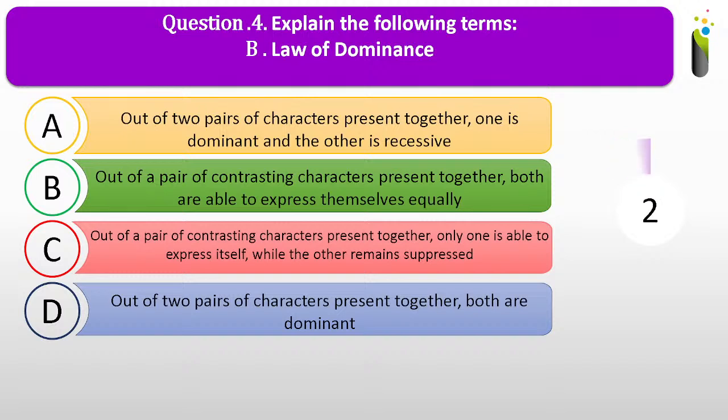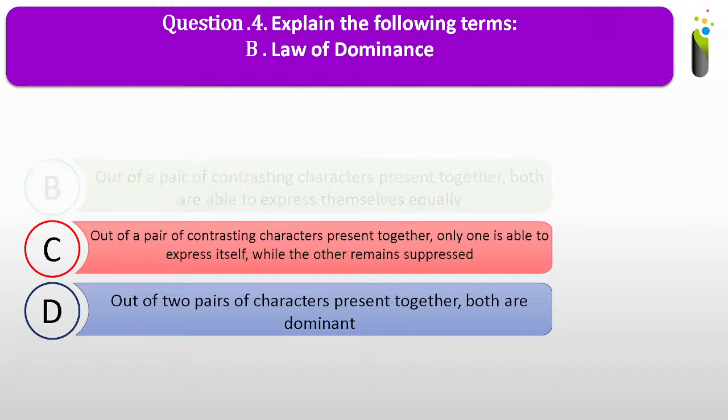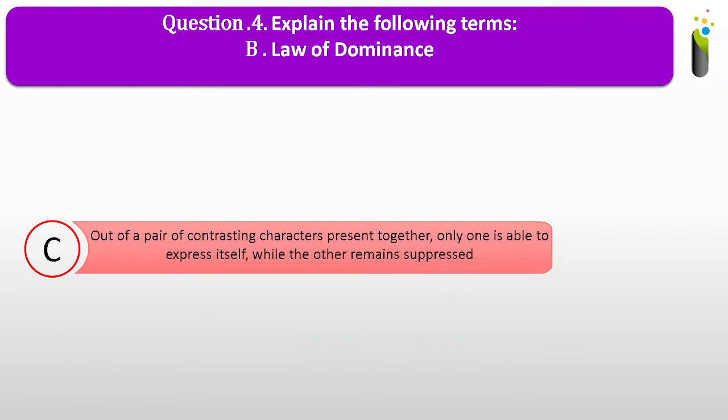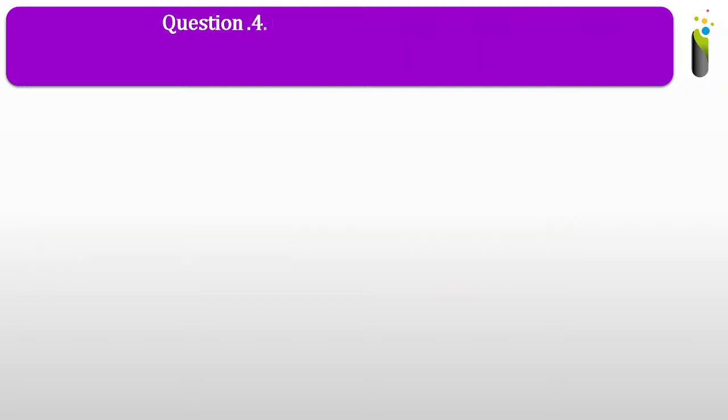So the correct answer for the law of dominance is C. Out of a pair of contrasting characters present together, only one is able to express itself while the other remains suppressed. You know, out of the two characters, one character expresses itself in the F1 generation, and that's called the dominant character. The character that is not expressed in the F1 generation is called the recessive character.